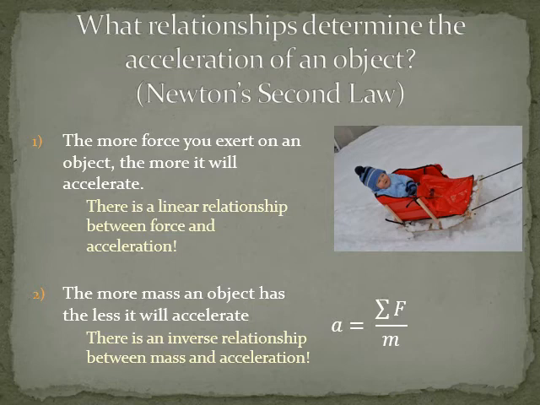So when you put those two relationships together, you come up with this new equation for acceleration. We've got the linear F on top and the inverse m on the bottom. One thing to note is that there's the sigma sign before the F, which means what we really care about is the sum of all the forces acting on an object, not just each individual force. So that'll come into play when we talk about free body diagrams in the next video.